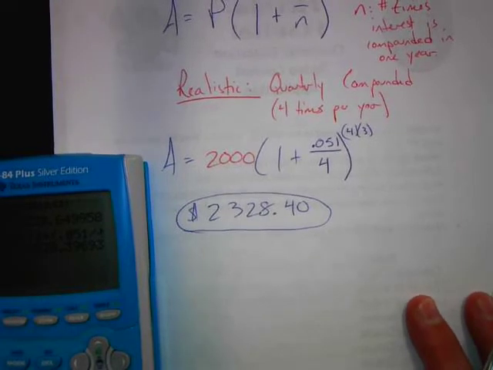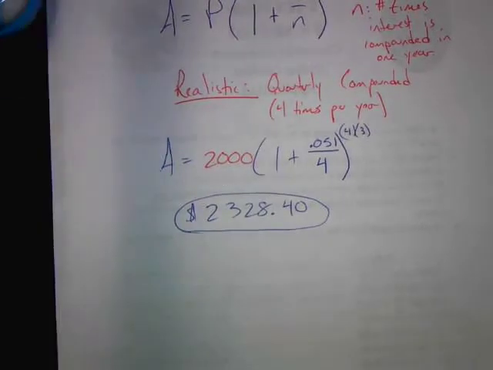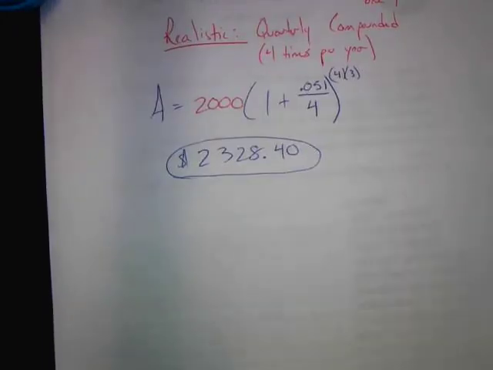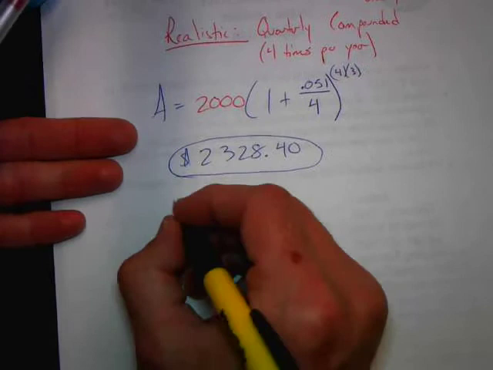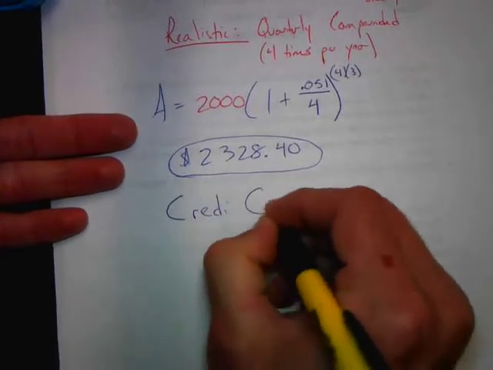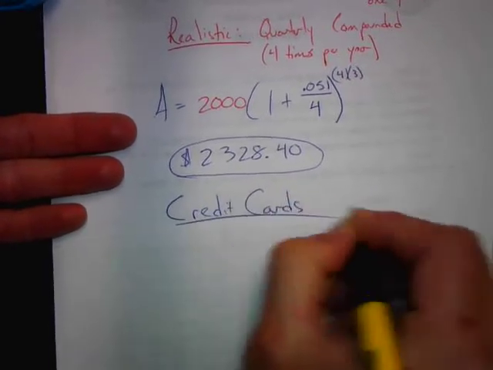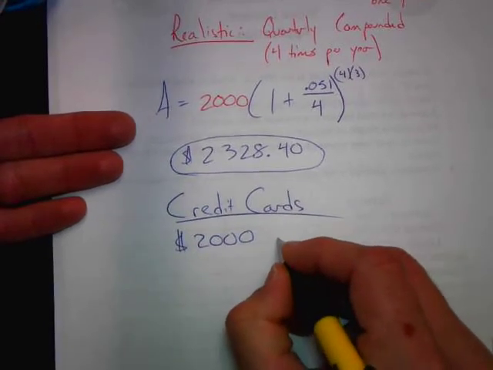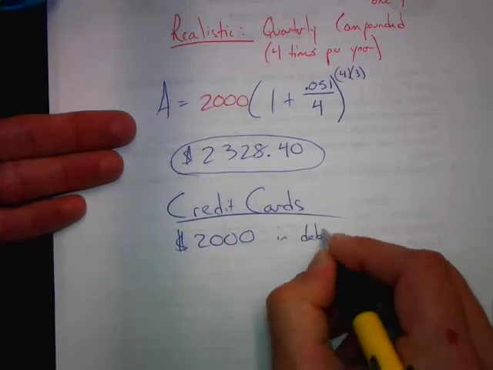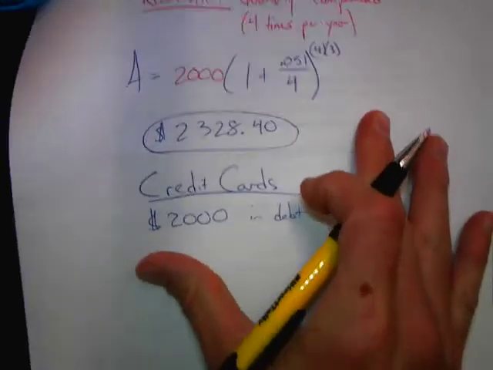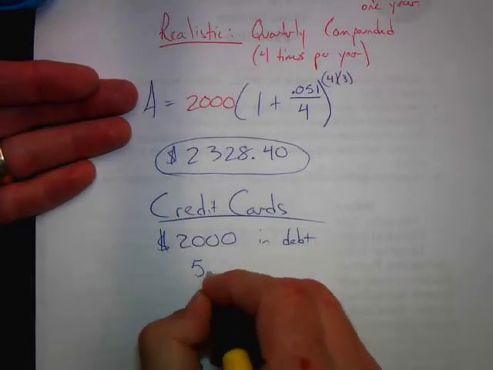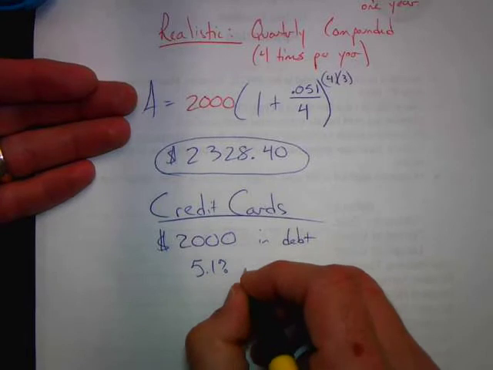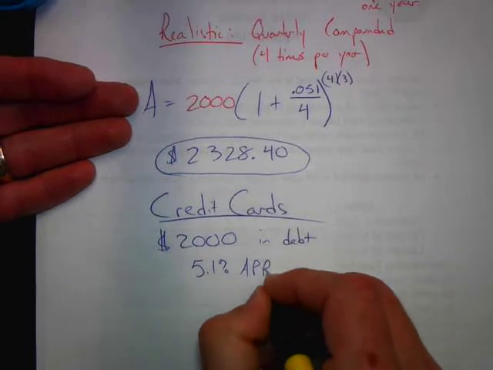Now let me turn the tables once more. So this is if you make money. Now let's pretend that you are dealing with credit cards. So I'm going to teach you about the danger of credit cards. Let's say you had the same thing, $2,000 in debt, in credit card debt. And let's say the credit card company was charging 5.1% interest rate. Why am I laughing?